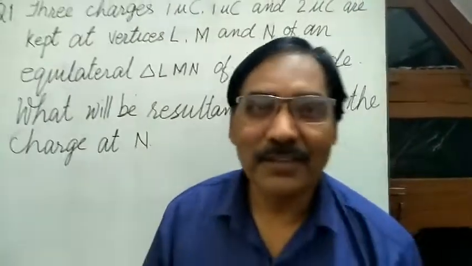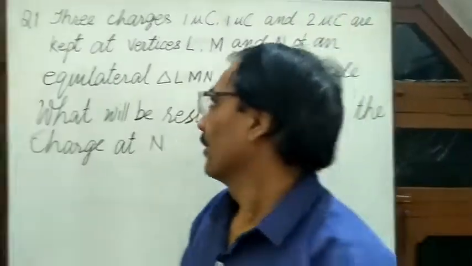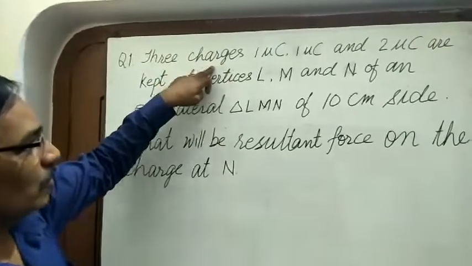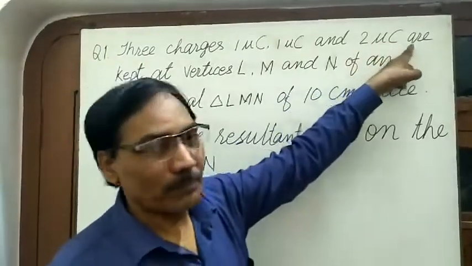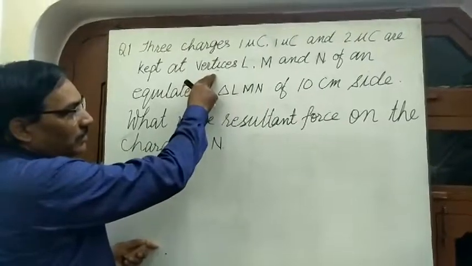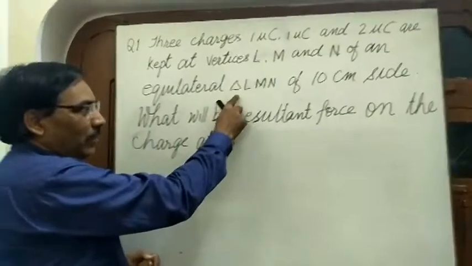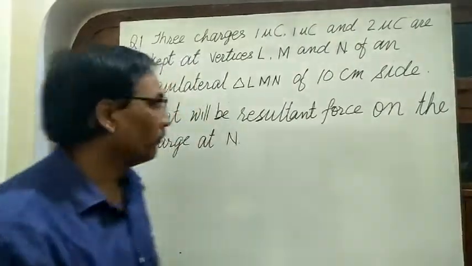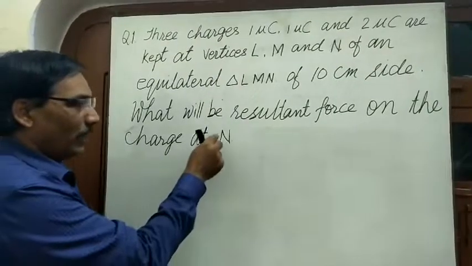Hello students. Today we will solve some more numericals on Coulomb's law. Here you see question number 1. Three charges 1 microcoulomb, 1 microcoulomb and 2 microcoulomb are kept at vertices L, M and N of an equilateral triangle LMN of 10 centimeter side. What will be the resultant force on the charge at N?